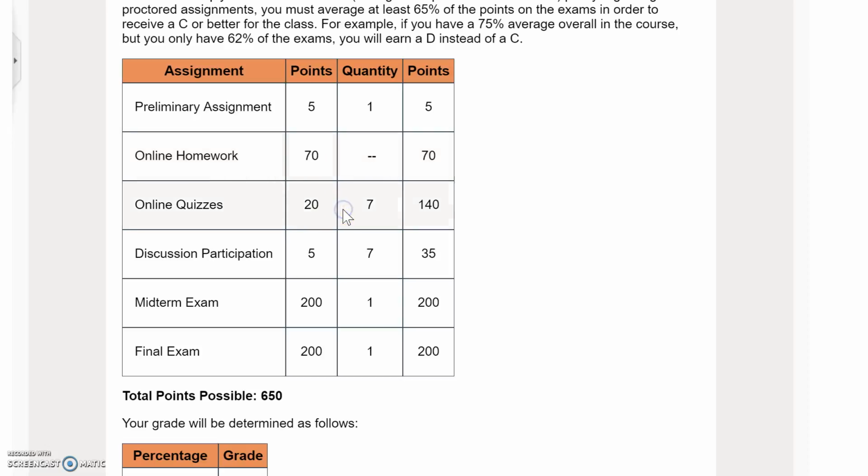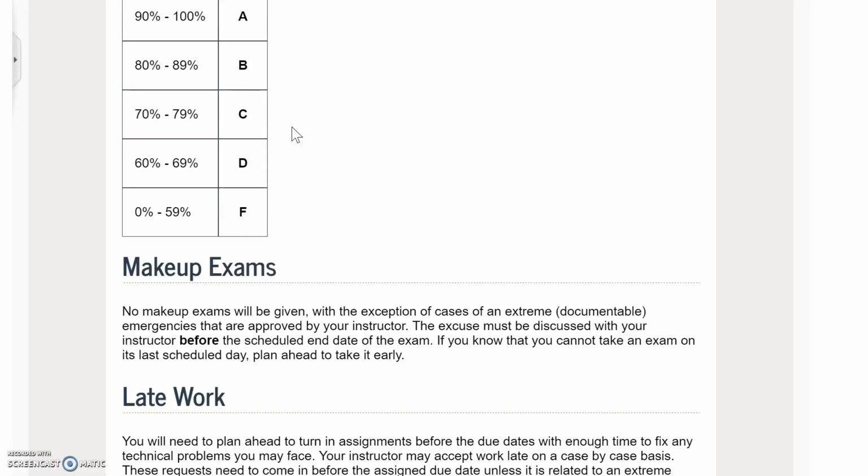Your quizzes are worth 20 points apiece, giving you a total of 140. Each discussion module assignment is 5 points apiece. And then you have the midterm and the final exam, which are worth 200 apiece. The preliminary assignment is something that you'll need to do right away. It's usually due in the first week of class. I'll talk about that in a later video.